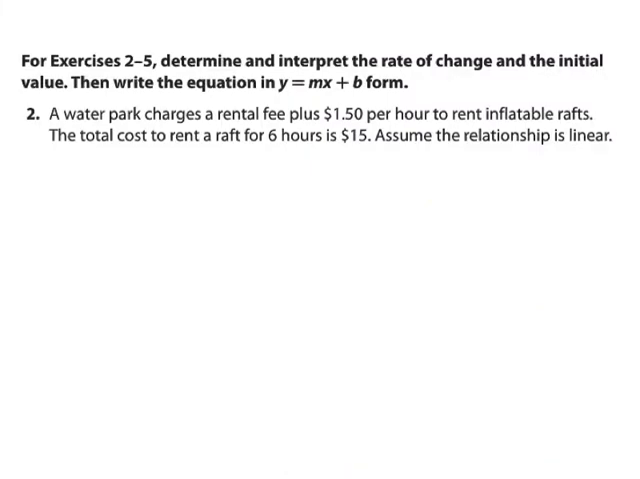This wants us to determine and interpret the rate of change and the initial value, then write the equation in y equals mx plus b form. So a water park charges a rental fee plus $1.50 per hour to rent inflatable rafts. The total cost to rent a raft for 6 hours is $15. Assume the relationship is linear.